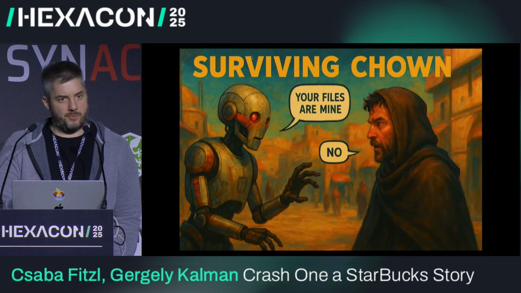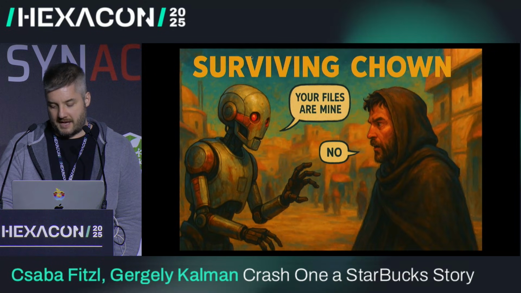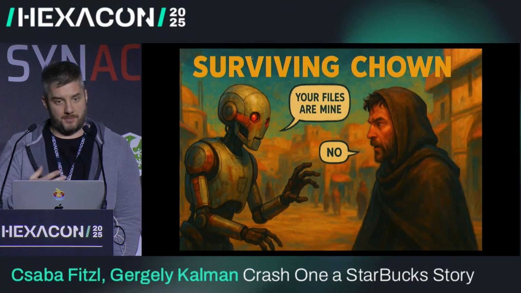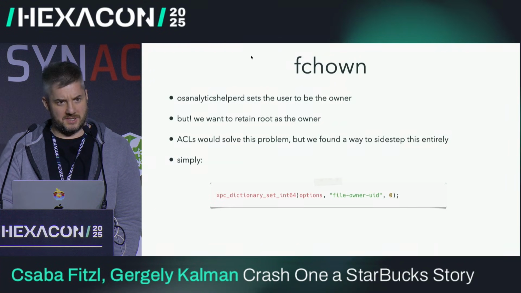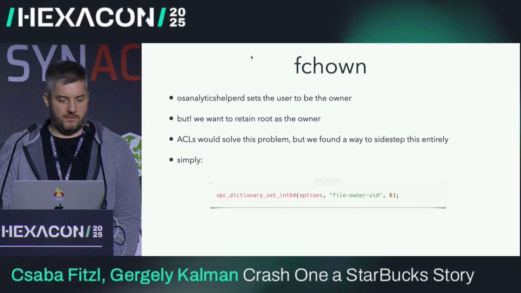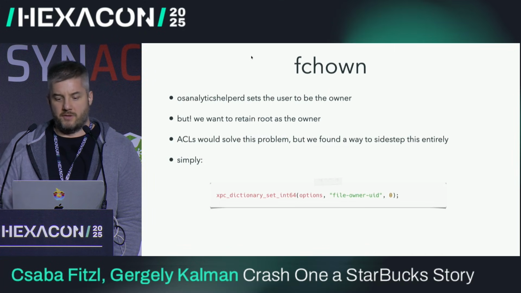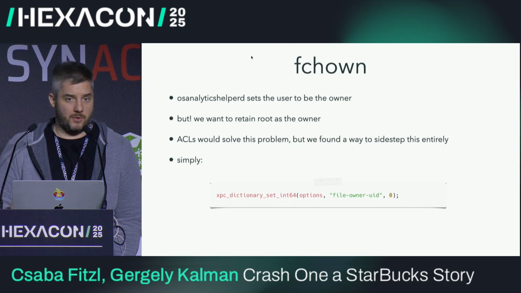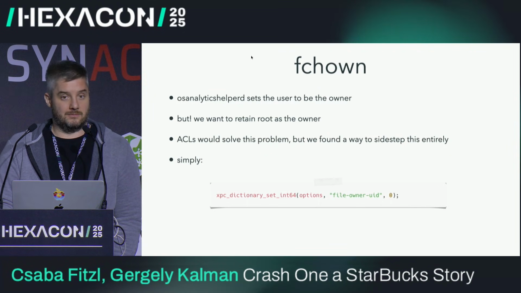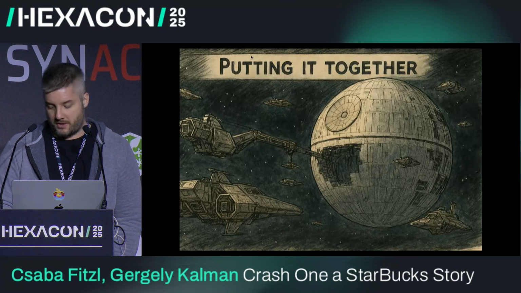So there was another problem: the file would have ended up getting chowned by osanalyticshelperd. And we obviously need to retain the Unix basic root ownership over the file. We could have used ACLs, we could have used anything, but Csaba found a very cool way to sidestep all of this by setting a flag. So sometimes you don't have to work very hard.